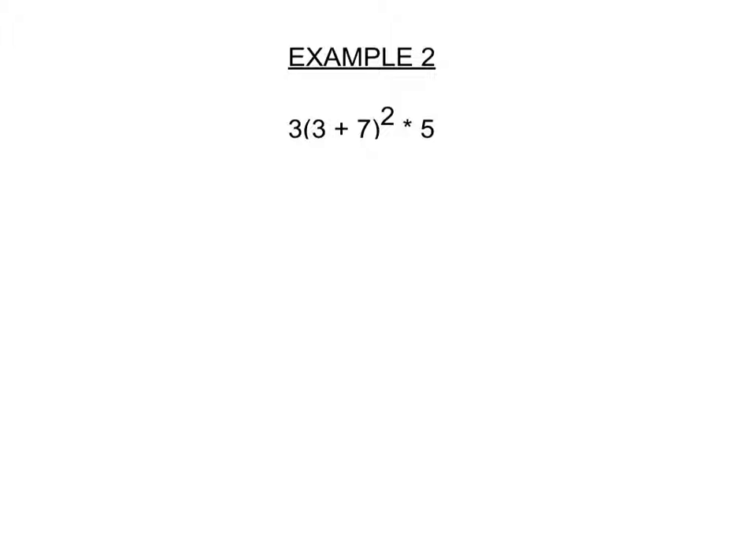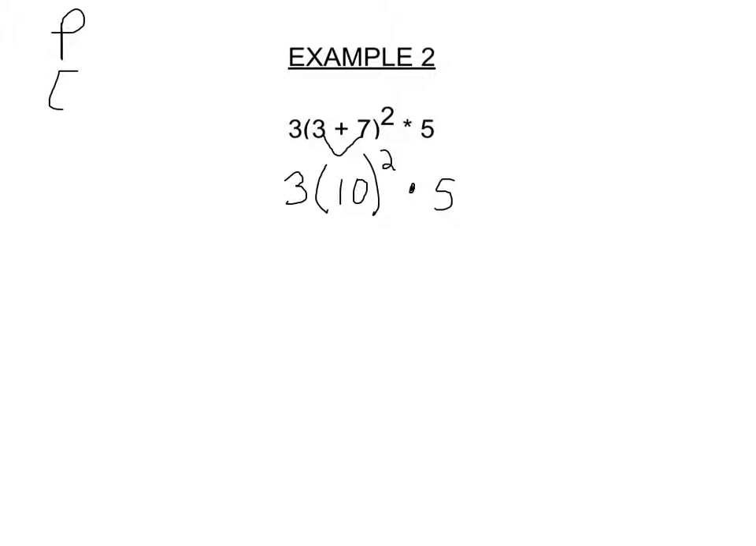Write this down. This is 3 times parentheses 3 plus 7 parentheses squared times 5. So let's look at PEMDAS. First of all, do we have parentheses? Why, yes we do. We have 3 plus 7. So this means we would have 3 times 10 parentheses squared times 5. That asterisk means to multiply.